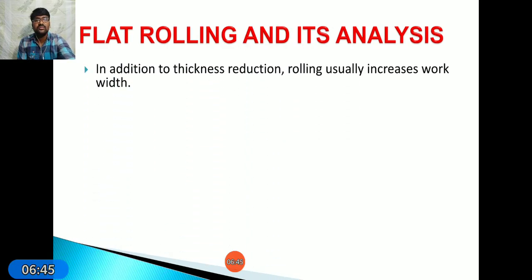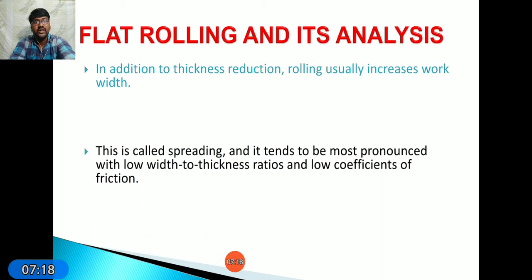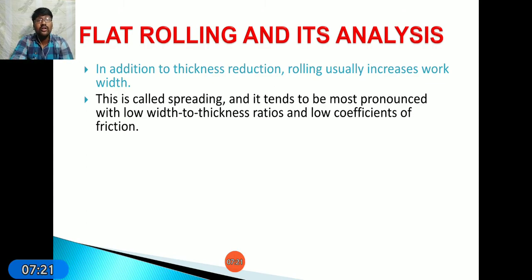Next, in addition to thickness reduction, rolling equally increases work width. As we already discussed in the rolling process introduction class, due to the application of direct forces on the workpiece, it elongates in either the x or y direction. Suppose we apply the force in the z direction, the expansion will occur in both x and y directions. Perpendicular to the direction of the applied force, the elongation will occur. The same thing happens here also.